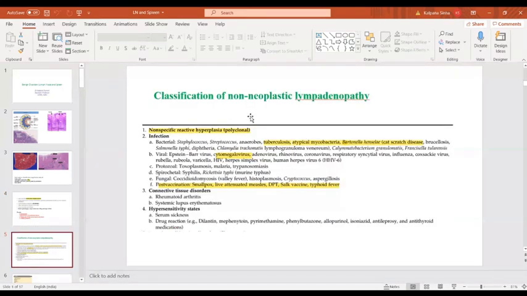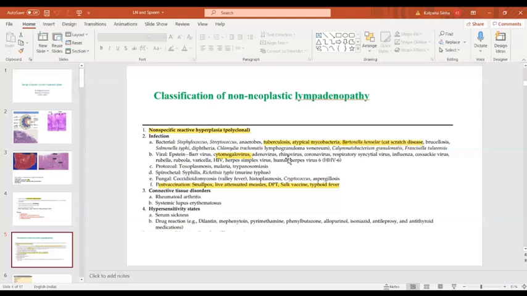So these are the list of non-neoplastic causes of lymphadenopathy. So there are four categories you should remember. The first one is non-specific reactive hyperplasia, and the second is infection. So among that is bacterial. The most important ones are tuberculosis, atypical mycobacterium, and Bartonella henselae. And viral, CMV, adenovirus. You should go through the table and should remember a few causes in each category.